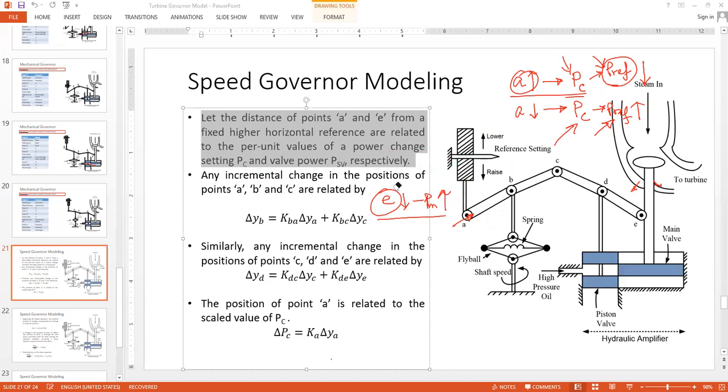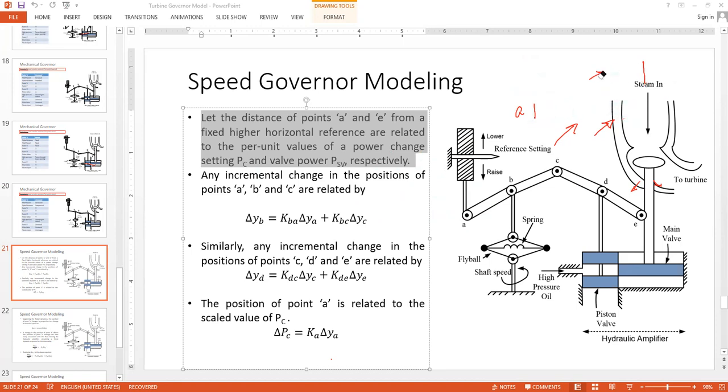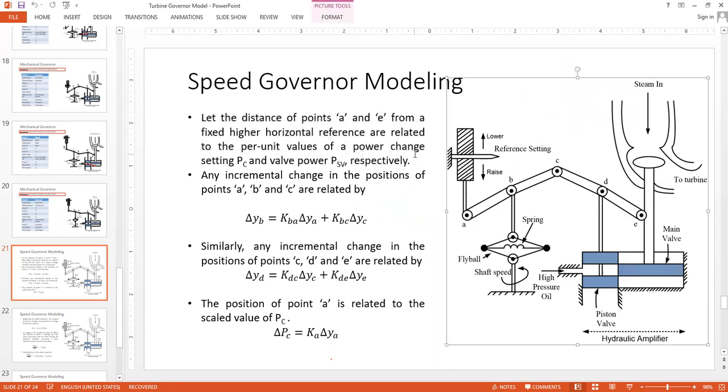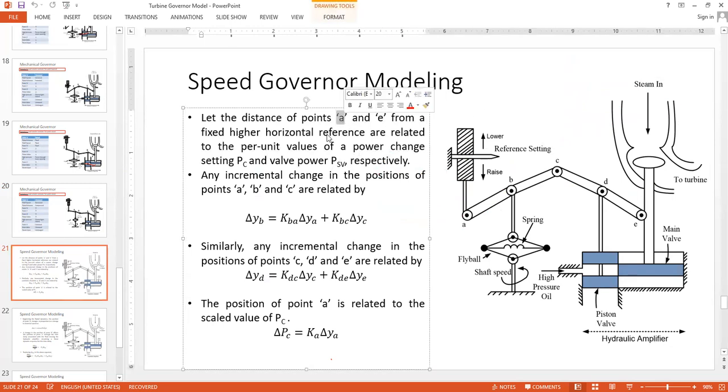So let's say we take the distance of point A and point E from a fixed horizontal reference. That means, let's say that is the initial steady state equilibrium point. With respect to the steady state operating point, point A is related with a power change setting, that is PC or P command. And point E, they are basically calling it the valve power.